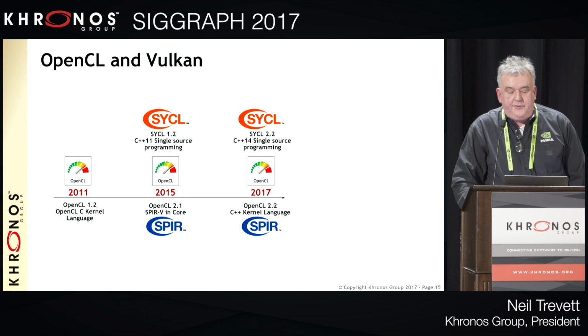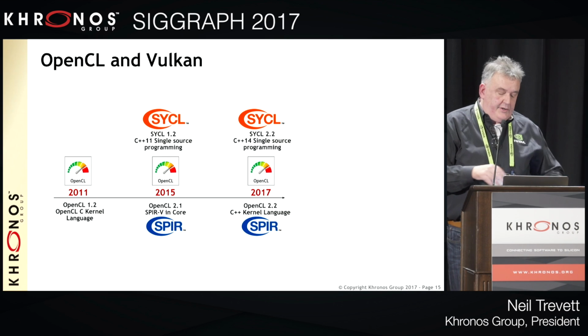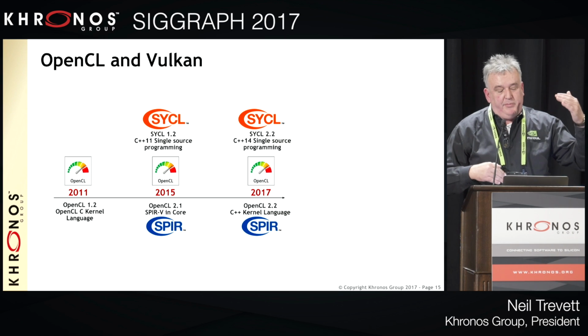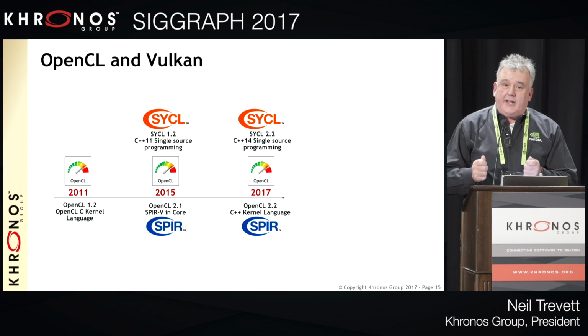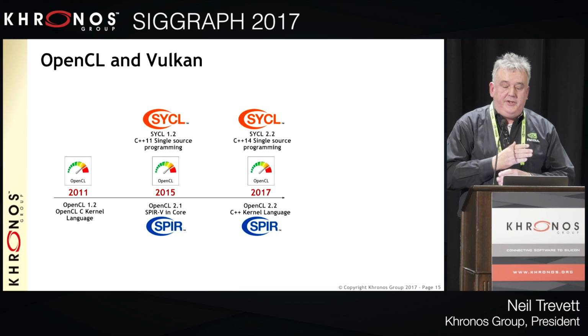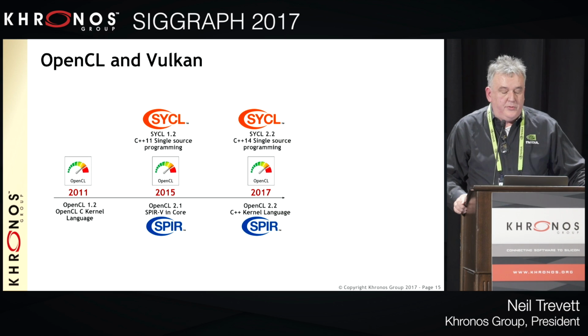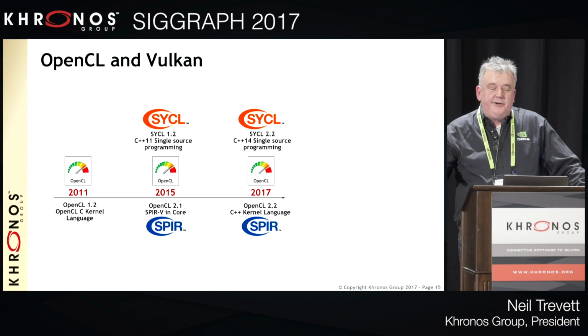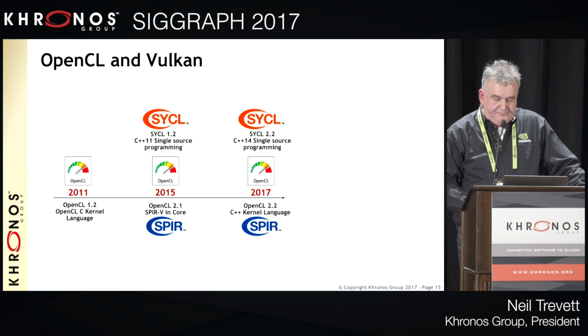So what does that have to do with OpenCL? OpenCL, we're at 2.2. As I say, we've been working towards C++ top to bottom for a while. So we're at a crossroads now. What do we do next? And we've had a lot of discussion at the working group. And we've come up with three projects, three directions we think we want to go in.